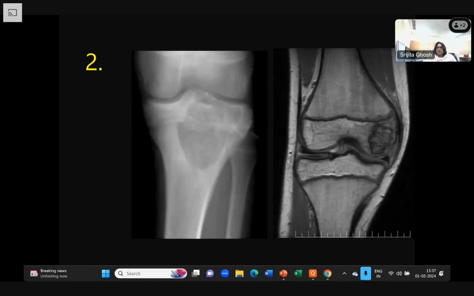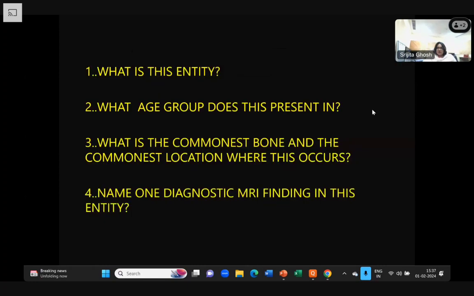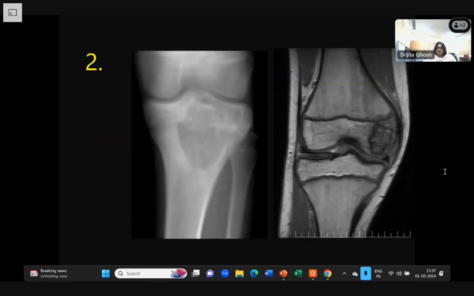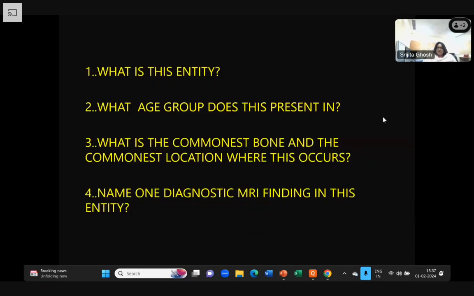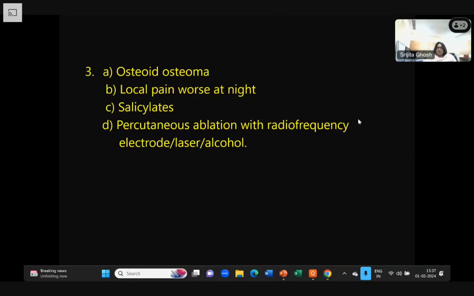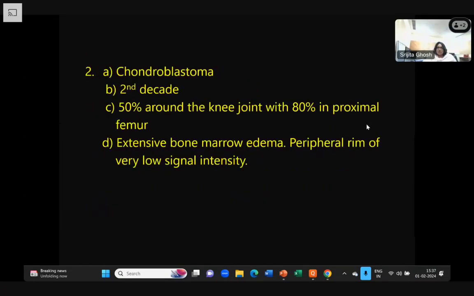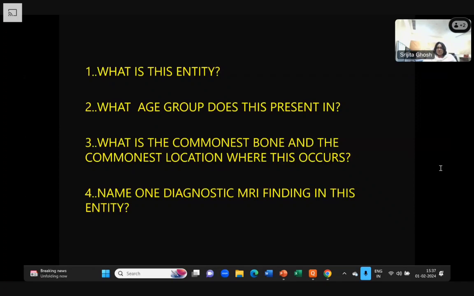Bone tumors, before you commit something, please see location and age. Chondroblastoma. Age group: immature skeleton. Commonest location is around the knee joint, femur. Name one diagnostic MRI finding.